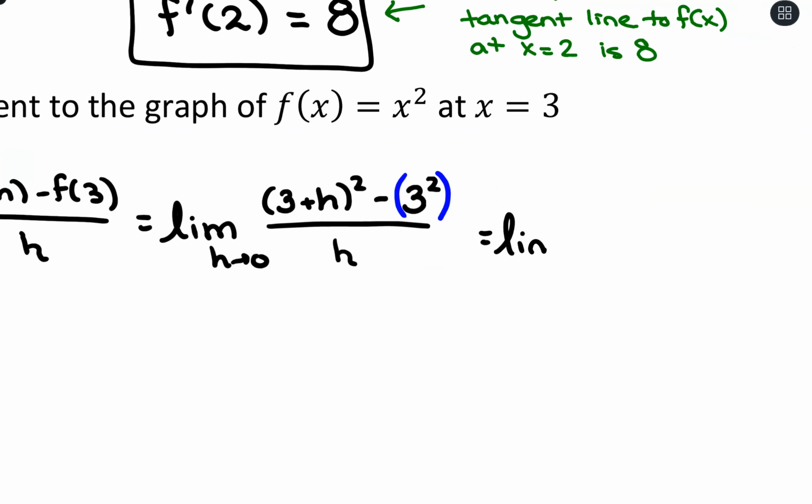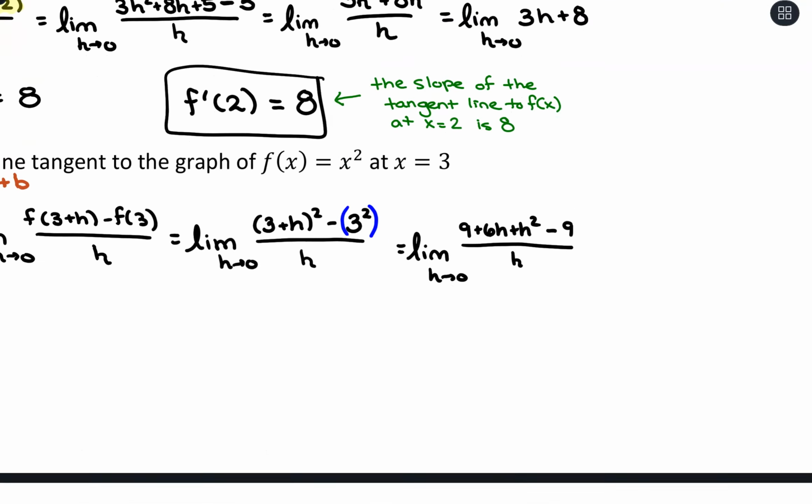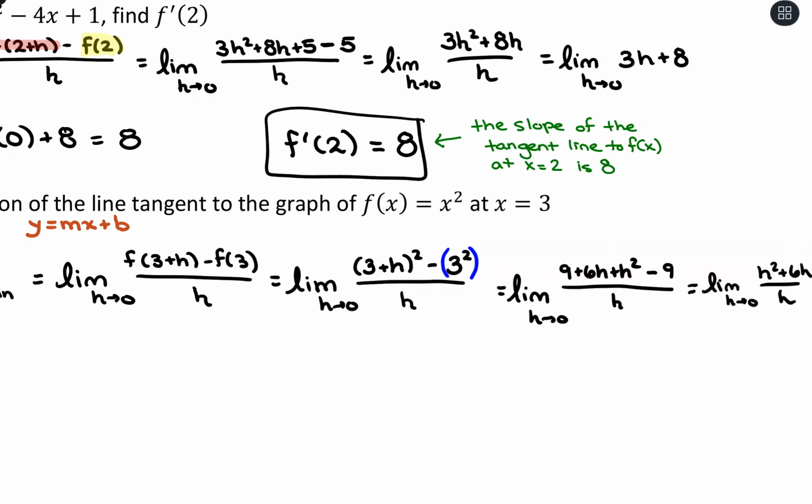So this is going to give us the limit as h approaches 0 of 9 plus 6h plus h squared minus 3 squared, which is 9, over h, which if we keep simplifying will be the limit as h approaches 0 of h squared plus 6h over h, which will bring us to the limit as h approaches 0 of h plus 6. Plug in h equals 0, and we'll get a final answer of 6.